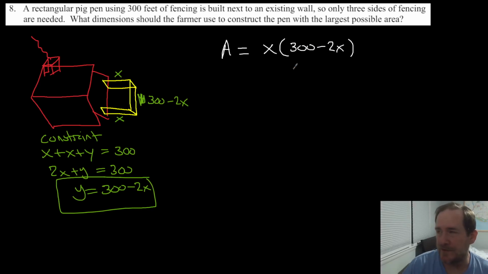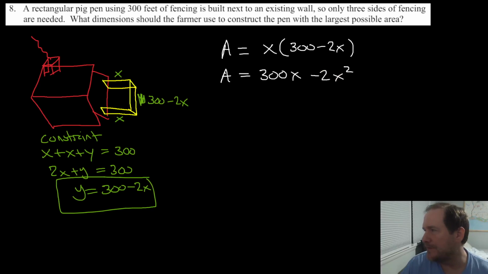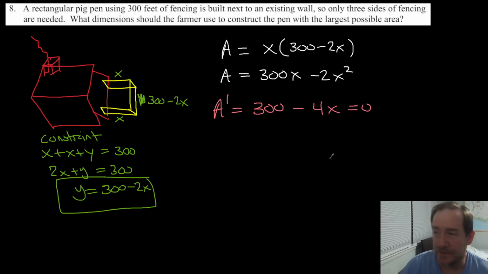From here, solving this is pretty easy because we'll distribute the x, getting 300x minus 2x squared. We just want the derivative now, and this is a very simple derivative. It's just product rule, power rule. So you just get 300 minus 4x, and you set that equal to 0. There's only one root, so you add 4x to both sides, you get 300 equals 4x. You divide by 4, getting 75.